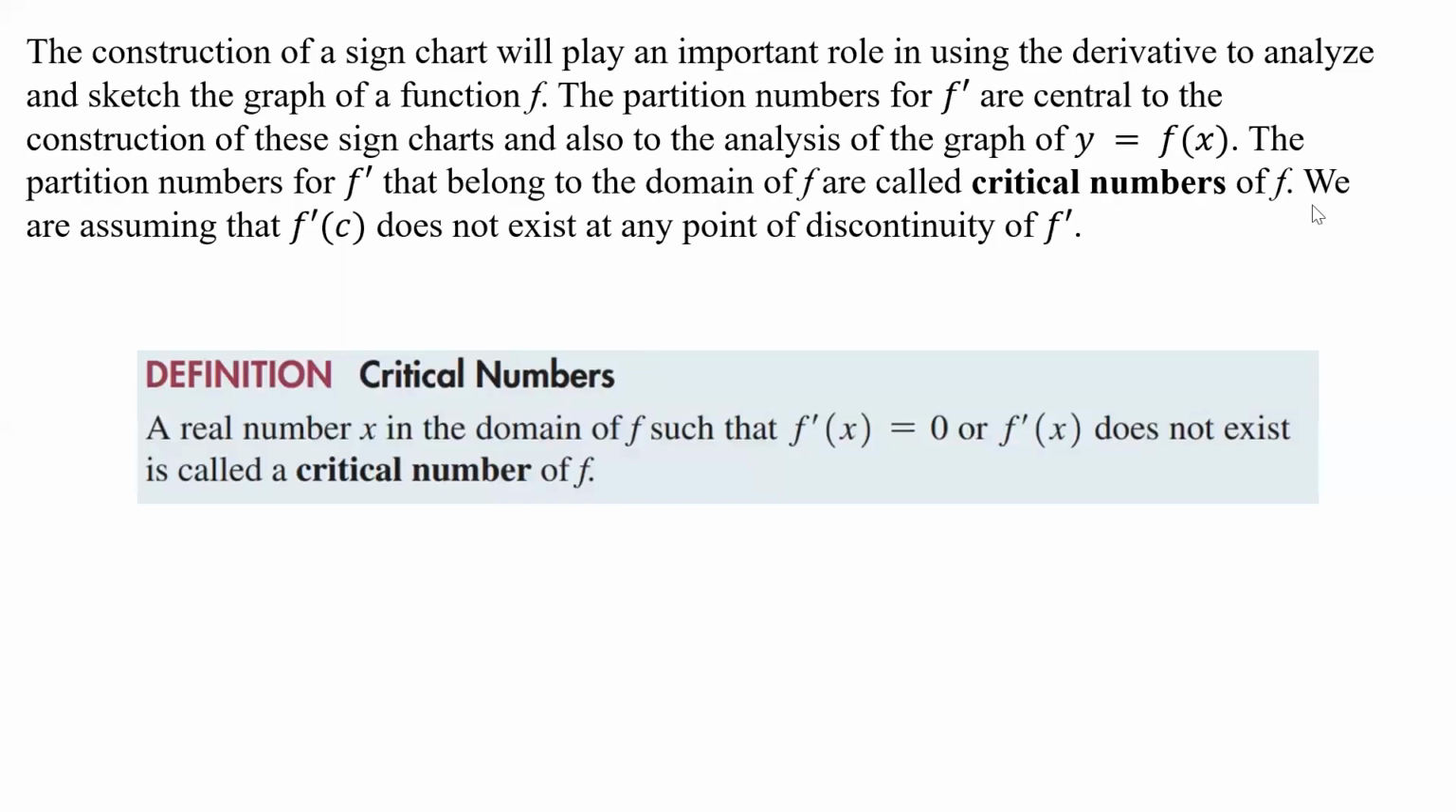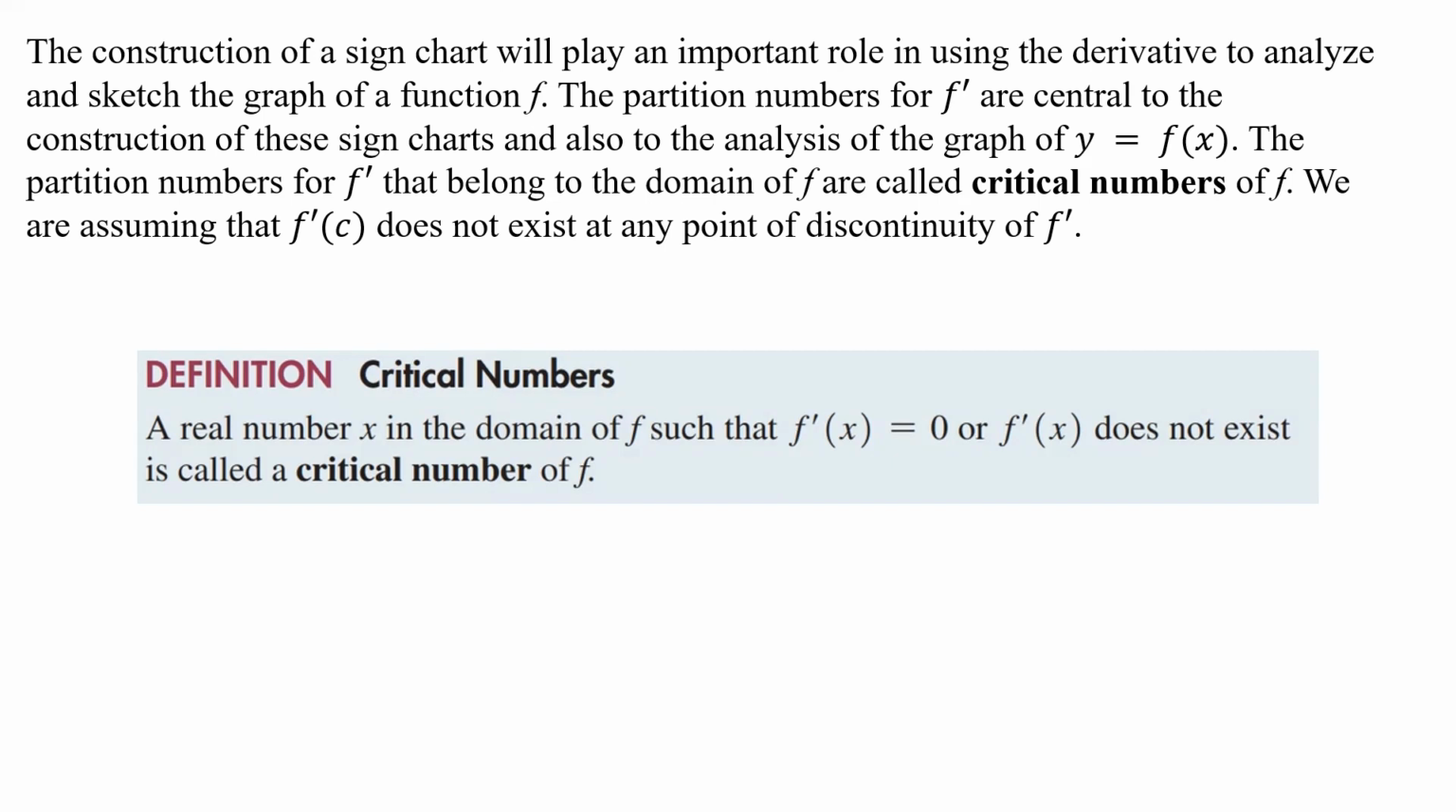All right, so here we're looking at the construction of a sign chart, which is going to play an important role in using the derivative to analyze and sketch the graph of a function f. The partition numbers for f prime are central to constructing these sign charts and also to the analysis of the graph of y equals f of x. The partition numbers for f prime that belong to the domain of f are called critical numbers. So again, they belong to the domain of f.